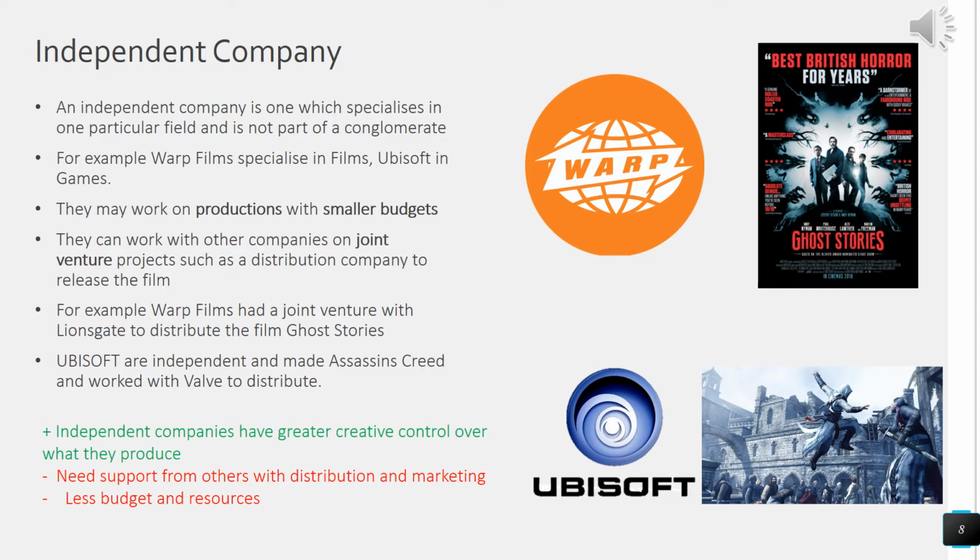What they usually do is they do something called a joint venture. So it's where you partner up with another company and they will help you to do whatever it is you need to do. So for example, Ghost Stories, made by Warp Films, they had a joint venture with Lionsgate, who are a distributor, and they helped to get their film out there into cinemas.